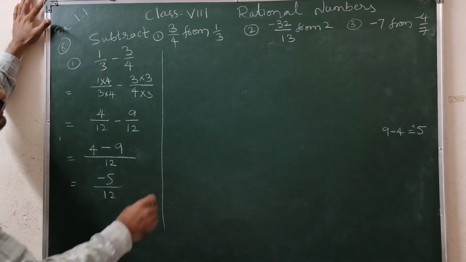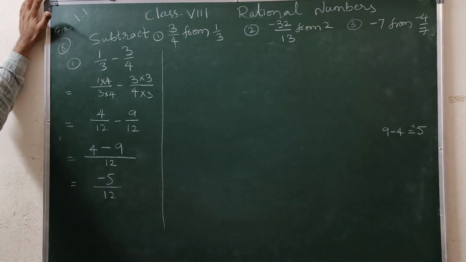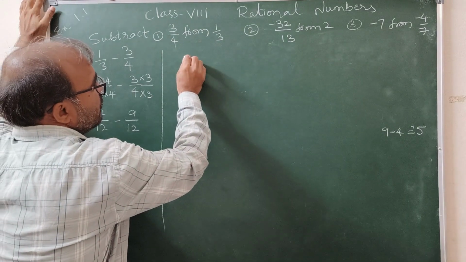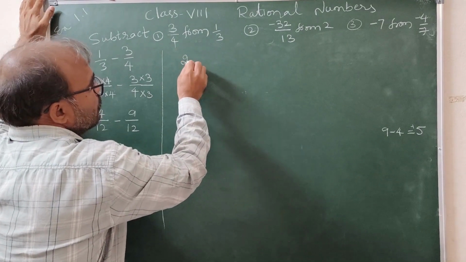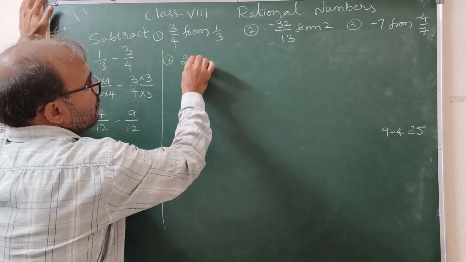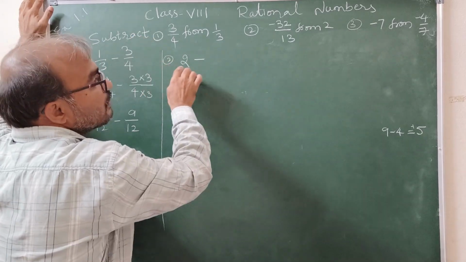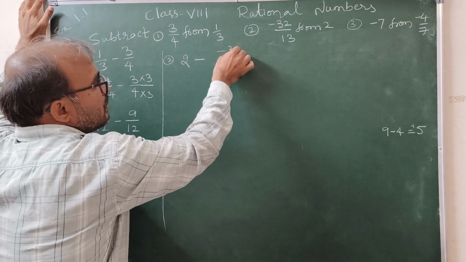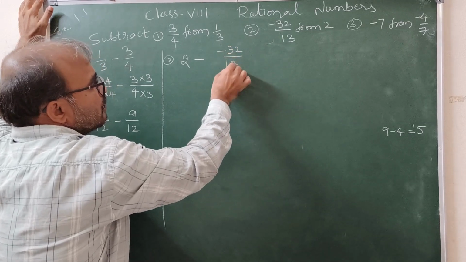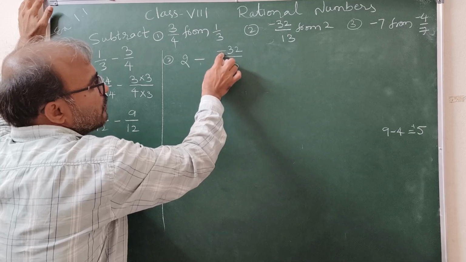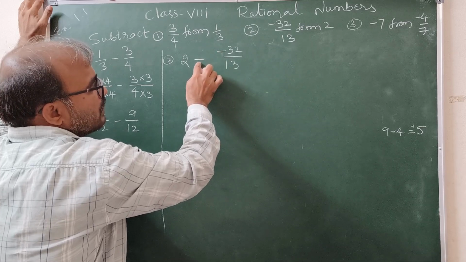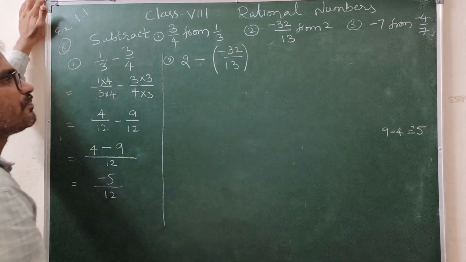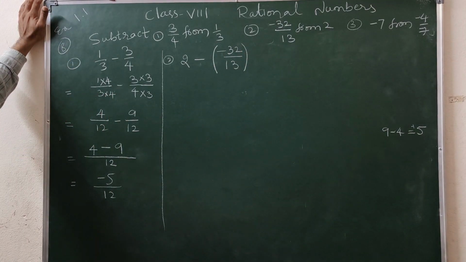Right, second one. Subtract minus 32 by 13 from 2. So from 2, first write 2. Second one, subtraction symbol. Subtract. What will I subtract? Minus 32 by 13. Whenever you have a minus symbol after an operation symbol, addition, subtraction, multiplication, you write the number in brackets. Right?